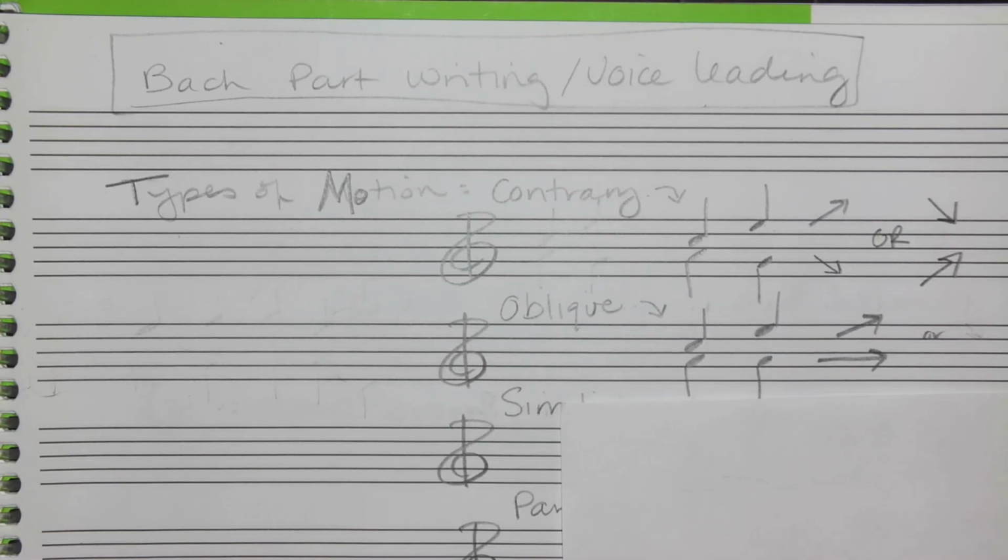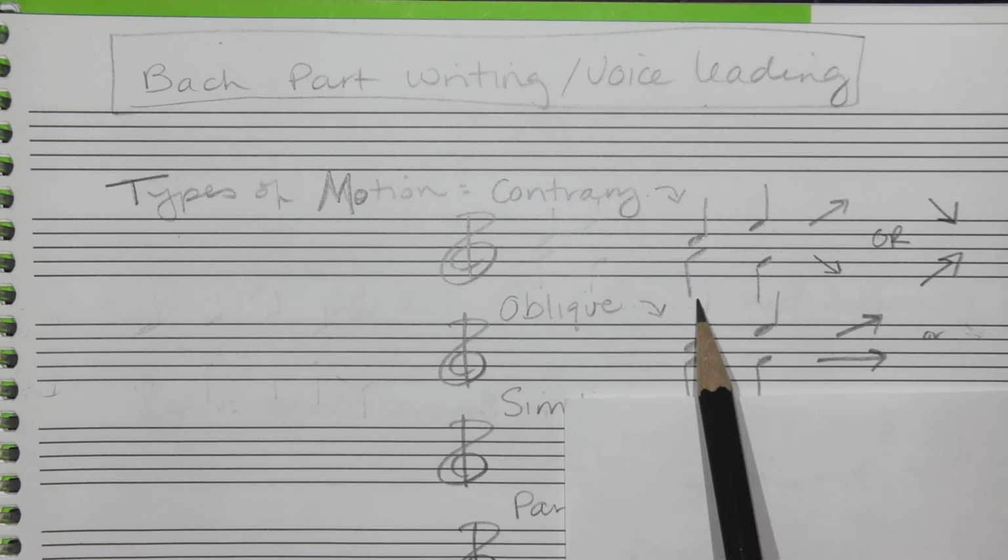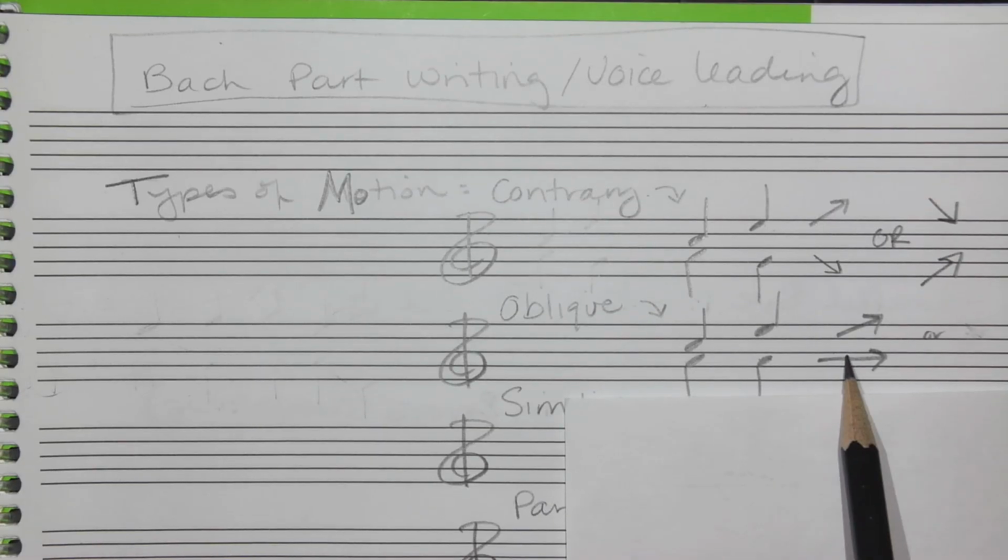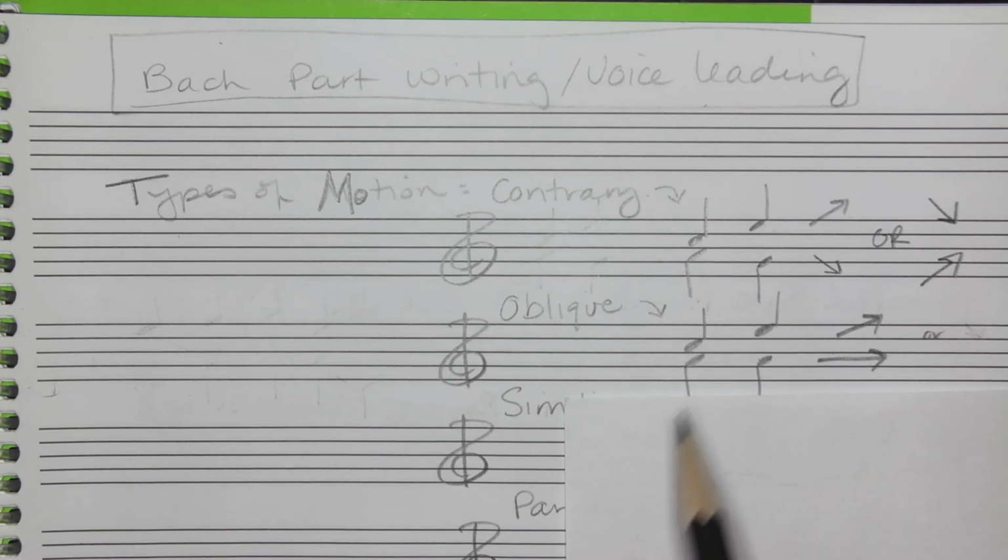Oblique motion is when one voice stays static and one voice moves. It can go up, it can go down, that's fine. The static one can be the top voice. It doesn't matter what order they're in. Oblique just means one stays and one moves.